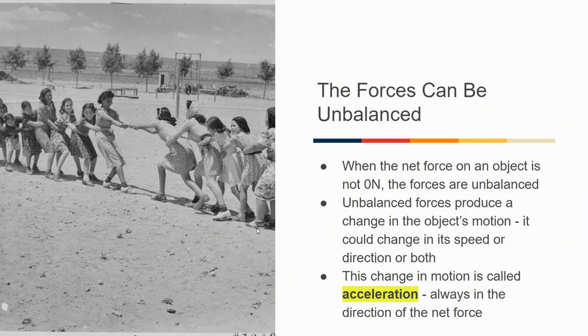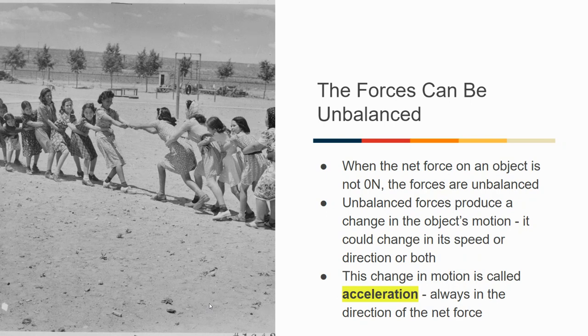But forces can be unbalanced. When the net force of an object is not 0 newtons, the forces are unbalanced. Tug of war right there. Okay. Sometimes it takes a little while to get that 0 newtons to not be 0 anymore. But even if it's 0.5 newtons or 1 newton, that is still unbalanced and there is still movement, even if it's just slight. Okay.